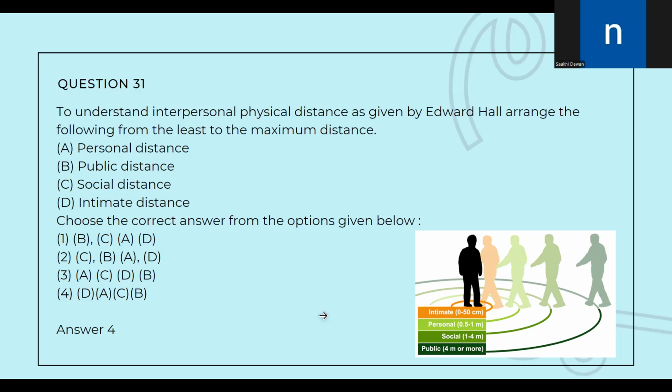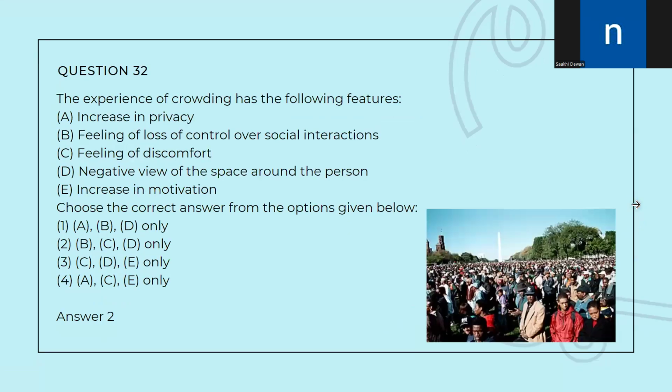So when we arrange these four distances from least to maximum, the correct answer would be intimate, personal, social, and public. So if we refer to the options, option number 4, D, A, C, B is the correct answer. You can also refer to the image given here for the distances that were given by Edward Hall. Let us move to the next question then.